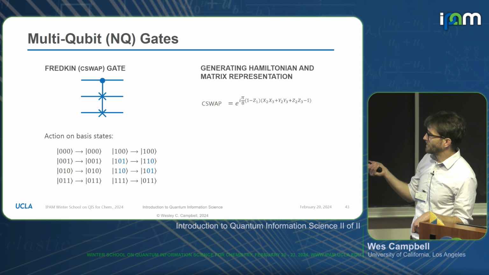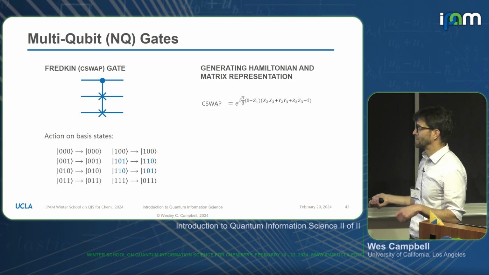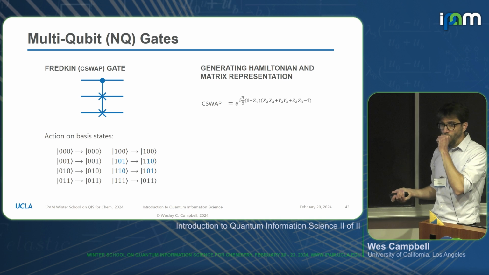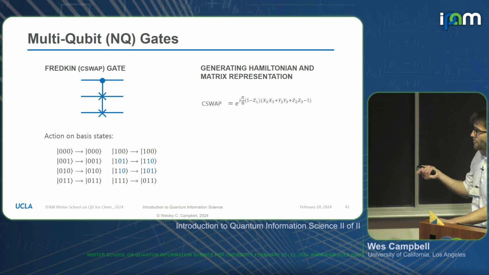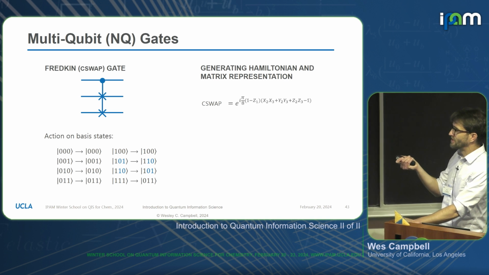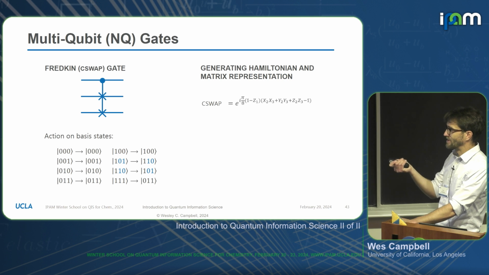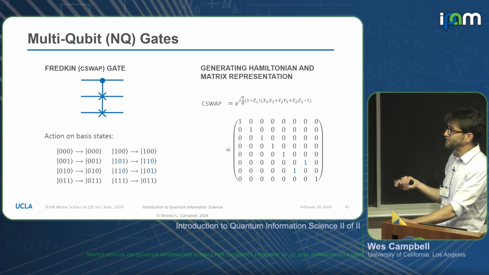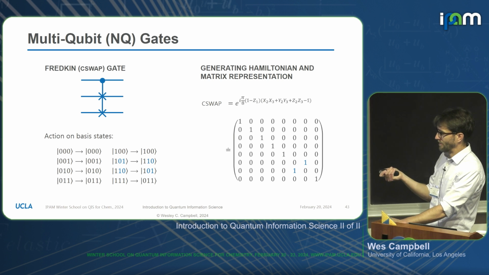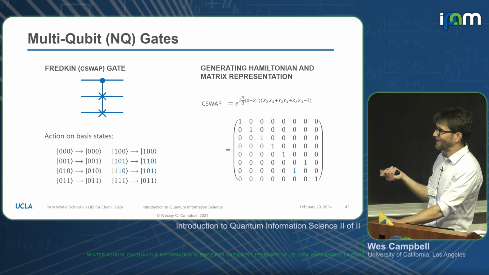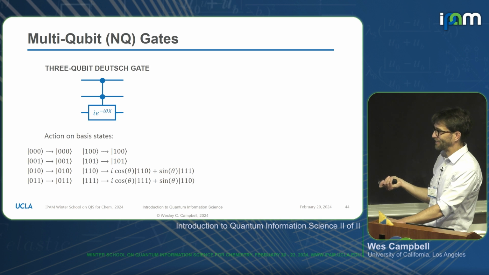And the generating Hamiltonian has a Z1 times essentially a Heisenberg interaction for the second and third spins. So you're sort of taking the Hamiltonian that you use to do swap, and you're just basically conditioning it on that first qubit being in the one state. Okay, and then here it looks a whole lot like the previous gate, basically. Okay.